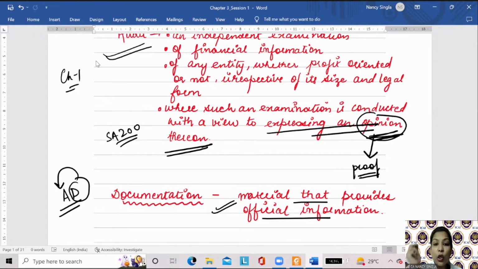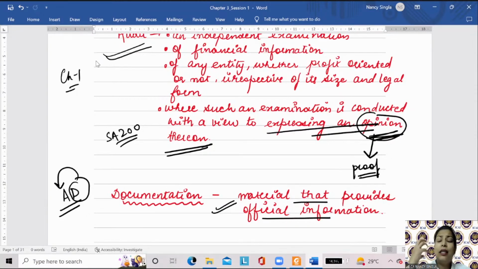Now, will the auditor remember all the proof in his mind? No. He will again document it. He will again maintain a record of the audit evidence that he collects throughout the process of audit, based on which he is giving an opinion. Okay?